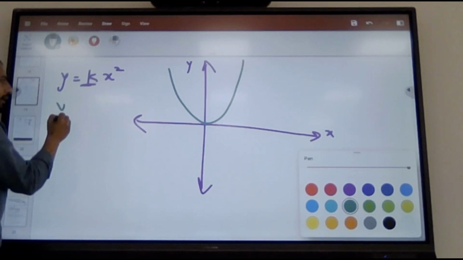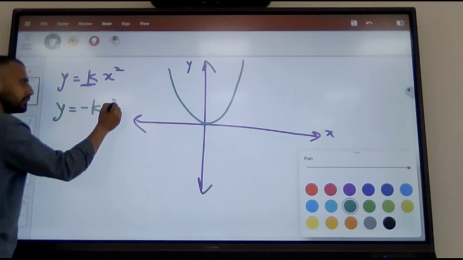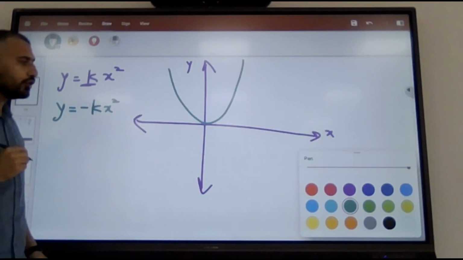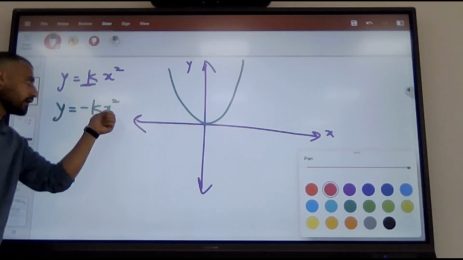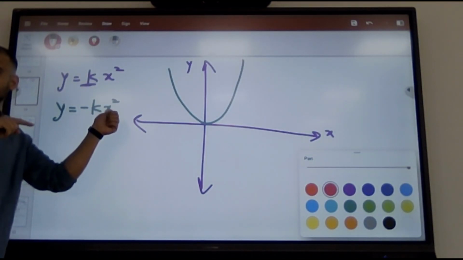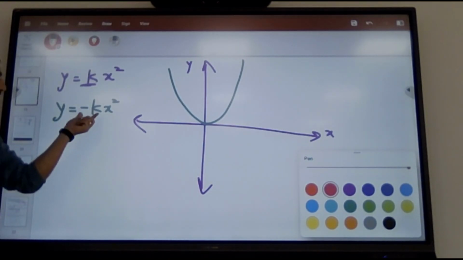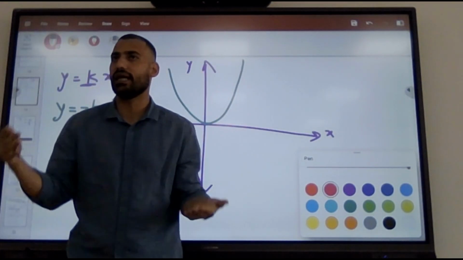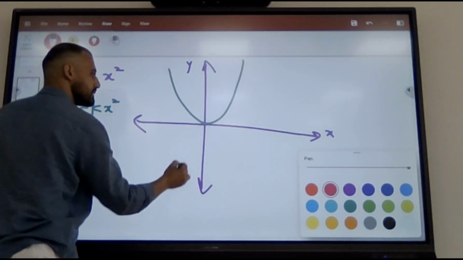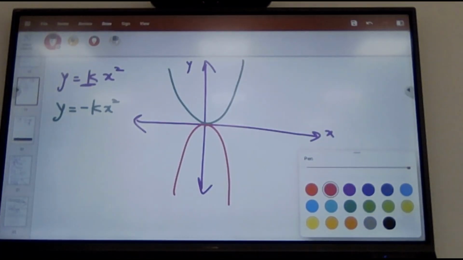Then you have one more parabola: y is equal to negative kx squared. How do you figure it out? First, understand: the power is on x, so the parabola will be symmetric about the y-axis. But the coefficient is negative. So y means either up or down, but negative means down. Is that clear? Next.